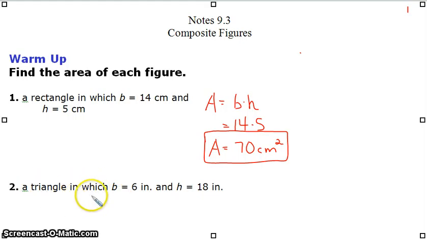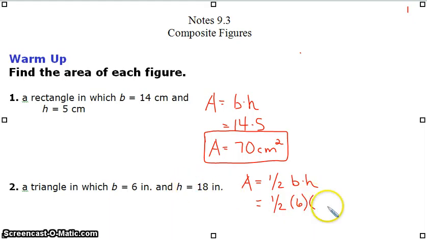Let's look at number 2, a triangle, in which they give you the base and the height again. So we start by writing down the formula for the area of a triangle, which is 1/2 base times height. Again, you can write that several different ways. This is just one way of looking at it. I'm going to go ahead and plug in the values that they give us here. They give us the base, which is 6, so we'll put that in for B, and they give us the height, which is 18.